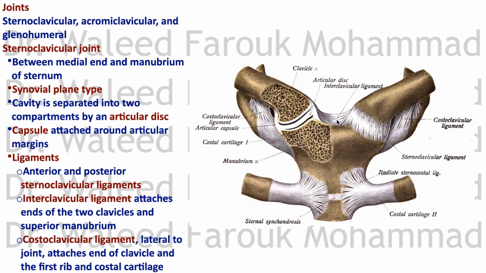We have the interclavicular ligament. This is the interclavicular ligament that attaches the ends of the clavicles together and the superior border of the manubrium sterni. And the costoclavicular ligament is on the lateral side, it's lateral to the joint. You can see it here, and it has made markings on the inferior surface of the clavicle. It attaches the clavicle to the first costal cartilage and rib. You can see it here, okay? It's a tough ligament that holds the clavicle.